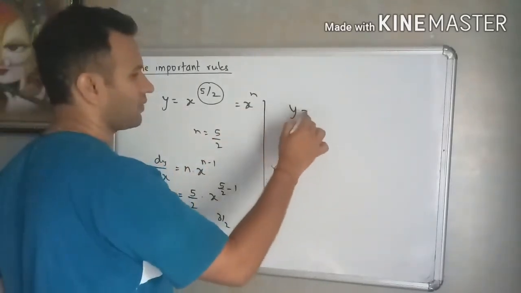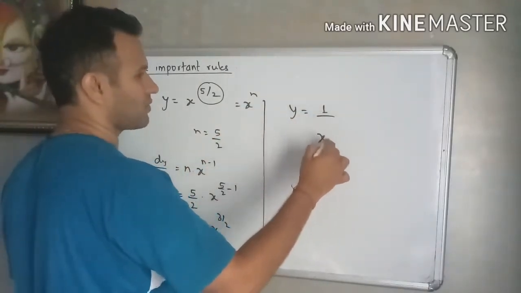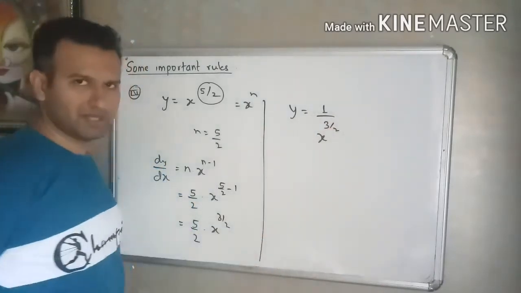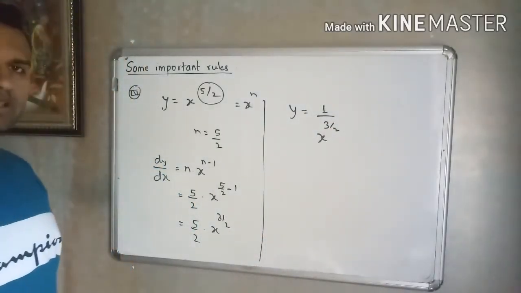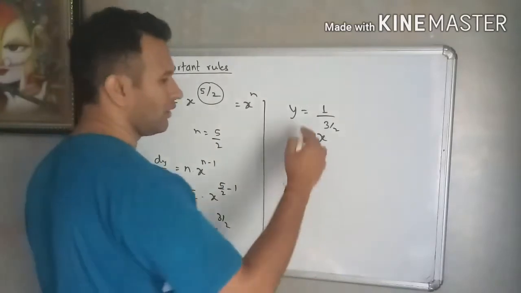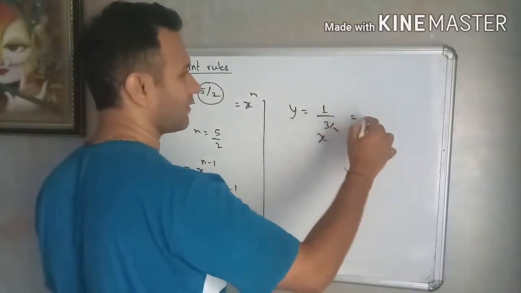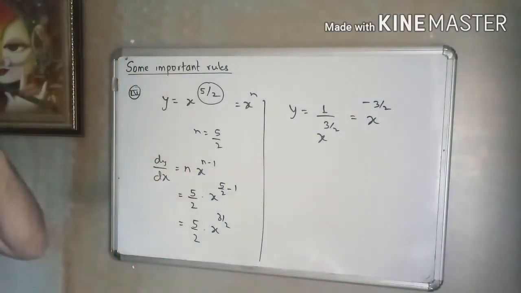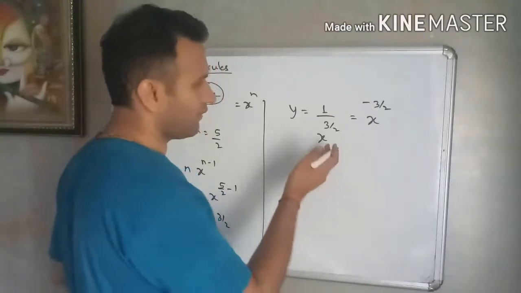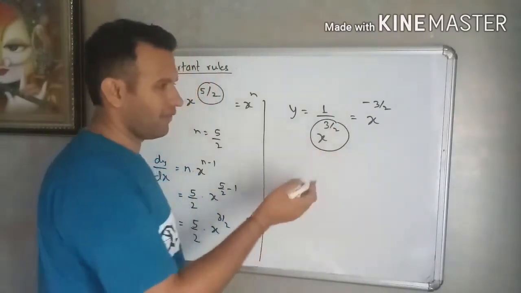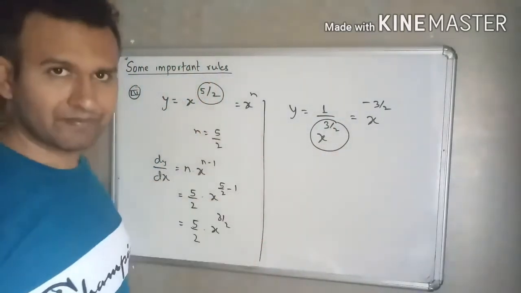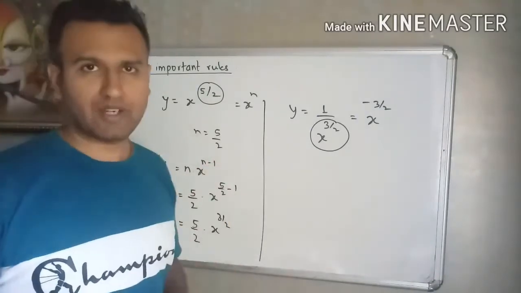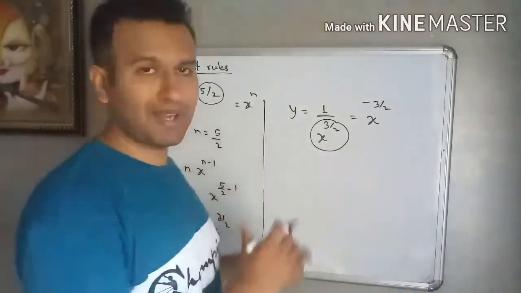Let us take y is equal to 1 by x raised to 3 by 2. If this is the question, then what do you do? You will write this function as x raised to minus 3 by 2. Because if you take this entire thing from the denominator to the numerator, then x raised to 3 by 2 is going to become x raised to minus 3 by 2.